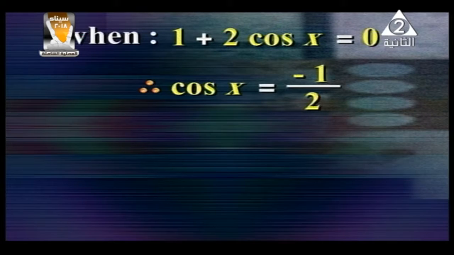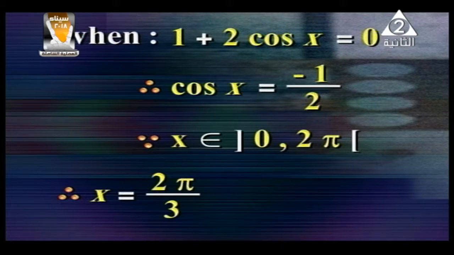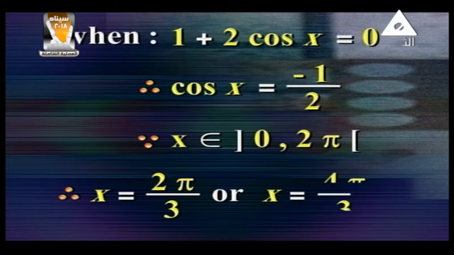When 1 plus 2 cosine x equals 0, then 2 cosine x equals negative 1, so cosine x equals negative 1 over 2. What is the value of x? We find the value of x by using the calculator, shift cosine of negative 1 over 2. When x belongs to the open interval 0 to 2π, then x equals 2 pi over 3, or x equals what?